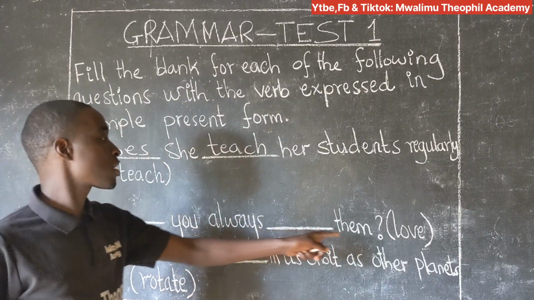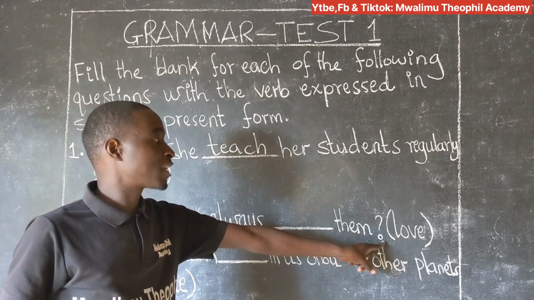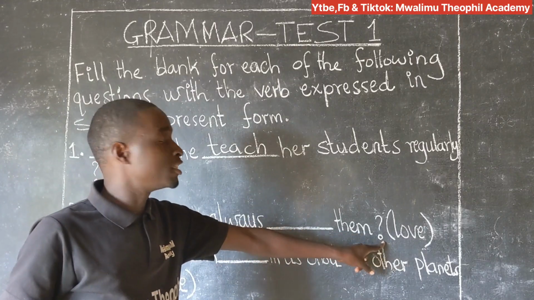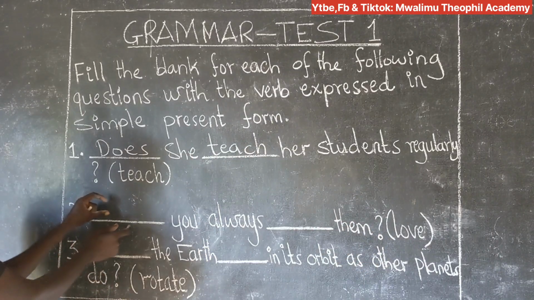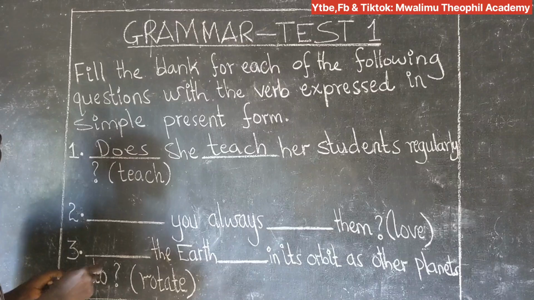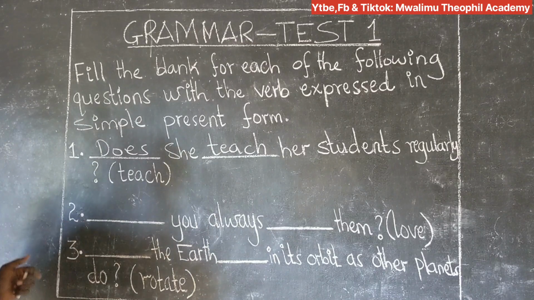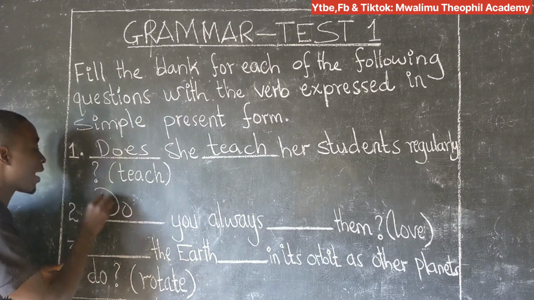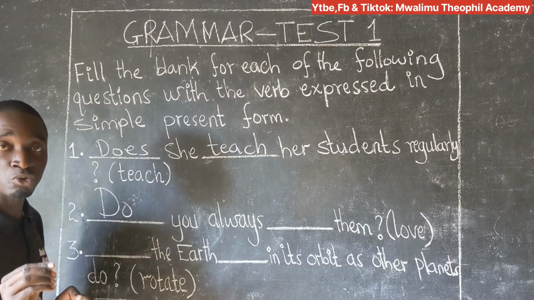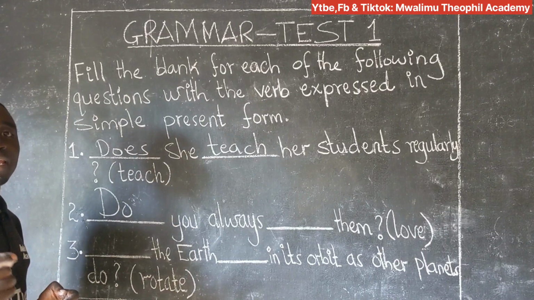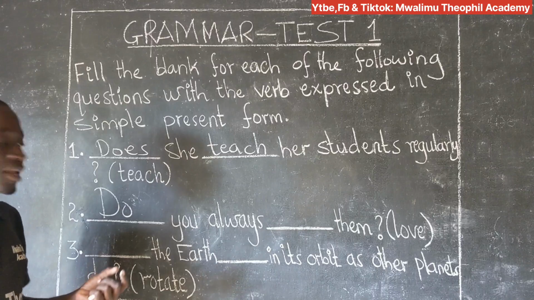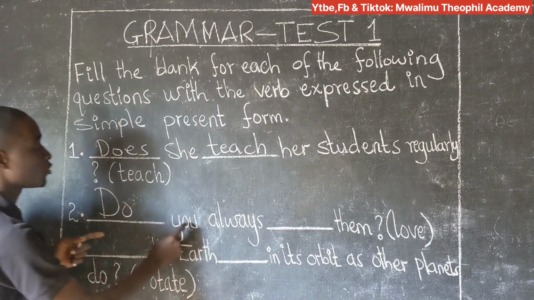Also it ends with a question mark. After ending with a question mark, it means that this is an interrogative sentence. If you see this question, are we going to start with do or does? Here, we start with do. Why? I have said that do is used when the pronouns are I, you, we, they. Now we have you. So, do you always?